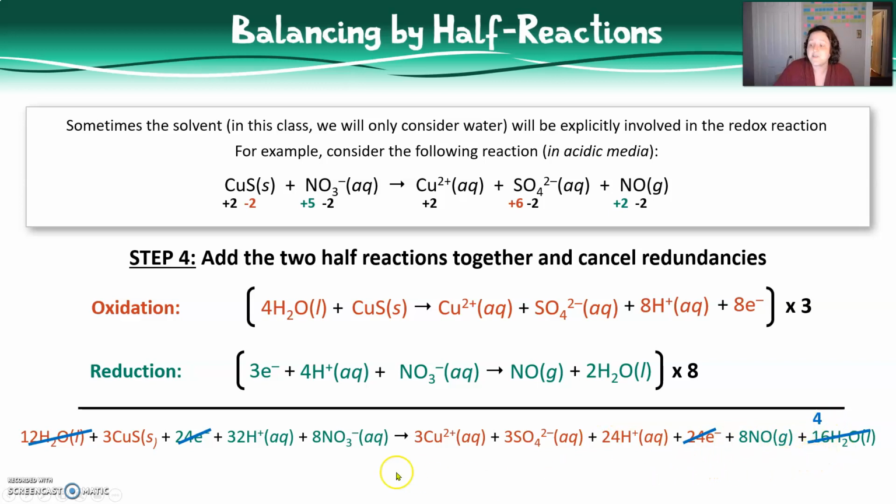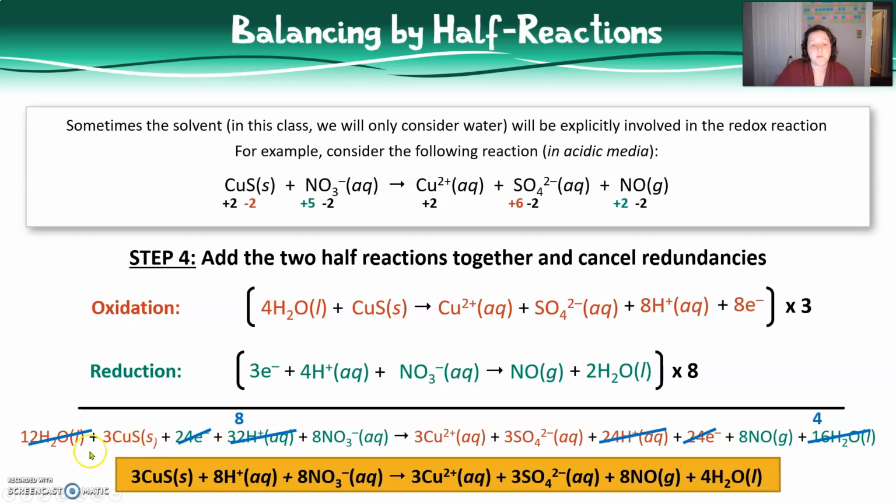There are also hydrogen ions on both sides. So 24 hydrogen ions cancel out on the product side with 24 of the 32 hydrogen ions on the reactant side, leaving 8 hydrogen ions. So the final balanced reaction in acidic solution is now determined. And at this point, it is a good idea to double check that the number of atoms of each type match on both sides, as well as the total charge matching on both sides.